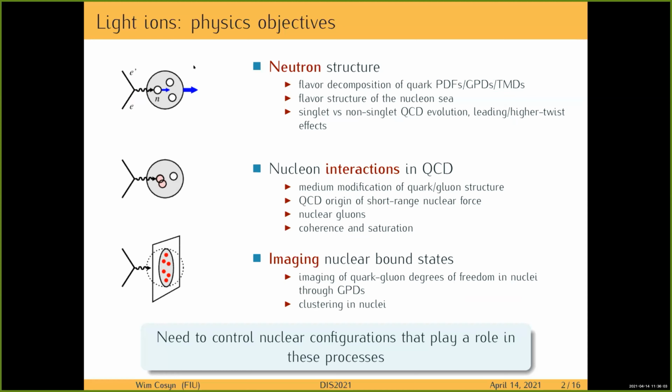So if you're talking about spectator tagging, we're interested in physics doing light ions. Let me first talk a little bit about what the specific physics objectives are using light ions. One important one for the DIS community, I guess, is neutron structure, right? This gets you to the flavor decomposition of all the parton distribution functions. From the nuclear physics viewpoint, it's also interesting because we can use light nuclei to study nuclear interactions and QCD. You can look at medium modifications, the QCD origin of the short range part of the nuclear force, spin phenomena that are specific to nuclear targets that are impossible in the proton.